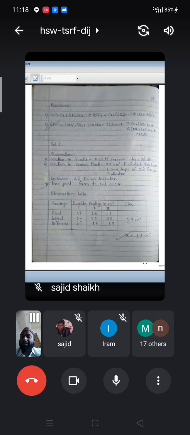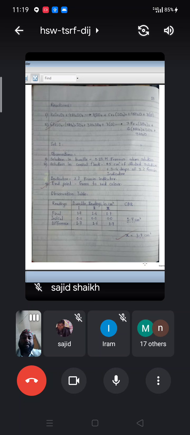Set 1, set 2, observation. In the exam, what do you have to do? First of all, you have to pick the paper. After picking the paper, you will see which aim is there. Whatever procedure is given on the slip, you have to follow that procedure and prepare accordingly. Write the aim, then the reaction, sometimes the requirement, then the observation table, calculation, and finally the result. Theory and procedure are not required in the exam.